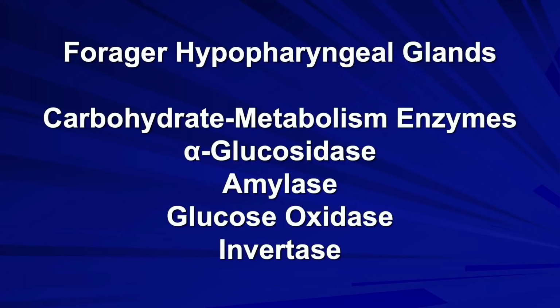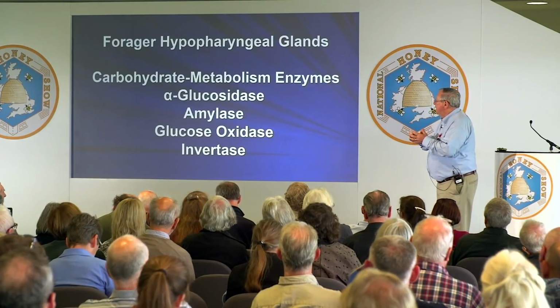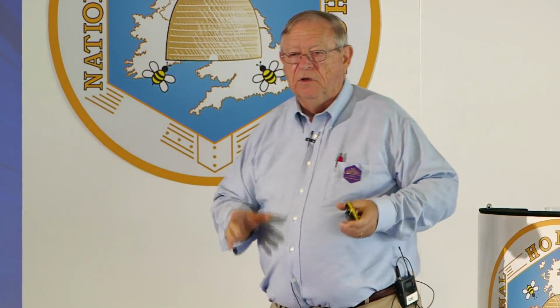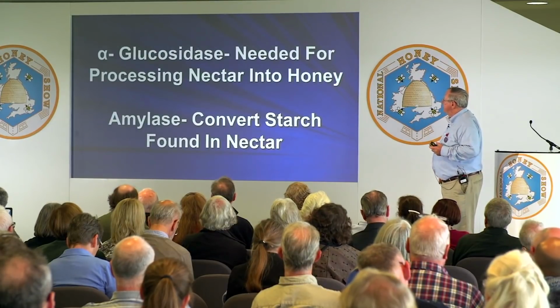But once the bee stops being a nurse bee and becomes a field bee, the hypopharyngeal glands now begin producing carbohydrate metabolism enzymes. These are enzymes that are involved in the processing of nectar into honey. Examples would be alpha-glucosidase, amylase, glucose oxidase, and invertase. Invertase is also known as sucrase. Takes the 12 carbon molecule of sucrose and breaks it down into 6 carbon molecules, either fructose or glucose, and that's part of the ripening process of honey. And it's the enzymes that are responsible for that are produced by the hypopharyngeal glands.